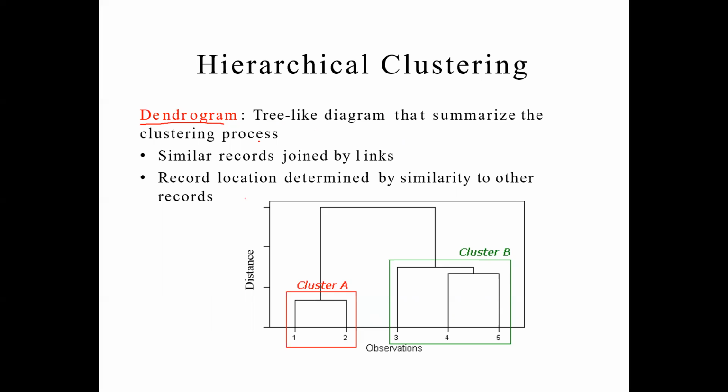But here we use the dendrogram, which is a tree-like diagram, to summarize the clustering process. In the hierarchical method, similar records are joined by the links in this dendrogram. With an example, I will explain how these similar records are merged together by using different merging criteria. One of the merging criteria you can select to solve the problem.